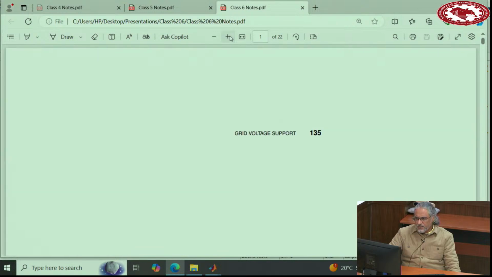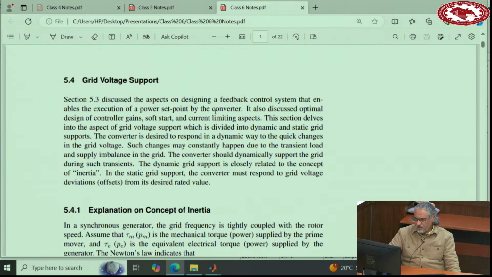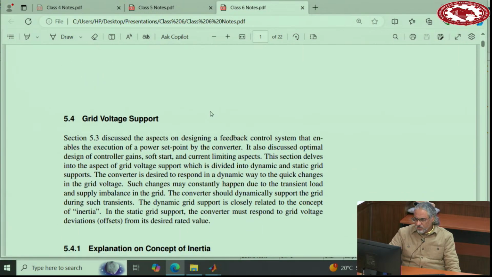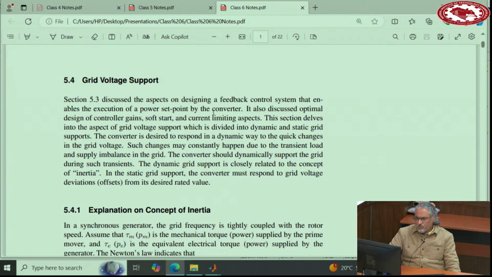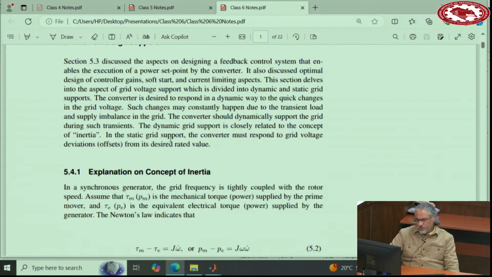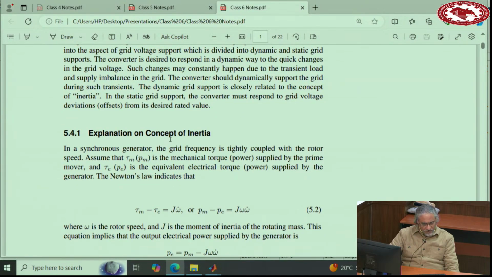Class 6, you are still in the DC. So let's talk about grid voltage support. Okay. Now grid voltage support basically in AC grids is what people call inertia. In DC grids we can also define inertia. However, let me explain it in AC first, because AC is really the common area that people talk about inertia.